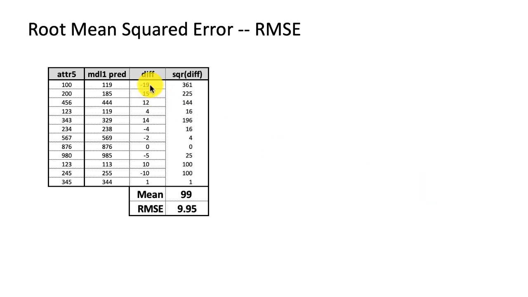So let's take a look at the root mean squared error. You've got the differences, you square the differences instead of just taking the differences, and then you take the mean of that, and then take the square root of that. That's what the root mean squared error is. So you first find the difference, square it, take the average squared difference, and then take the square root of that. That is what is called the root mean squared error.